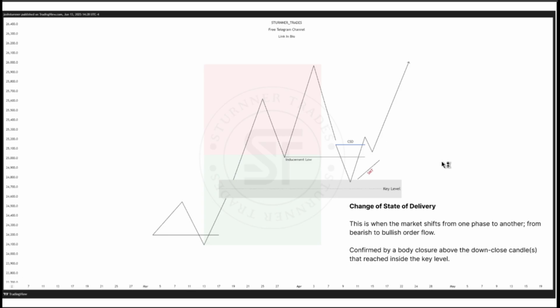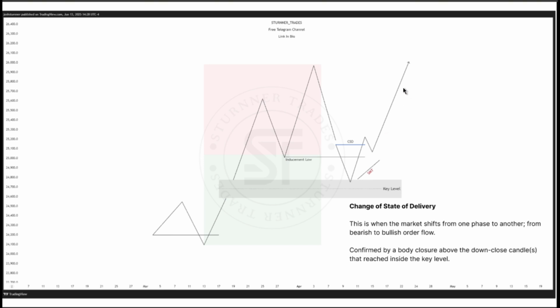This is where the market shifts gears, what we call the change in state of delivery, or CISD. It's confirmed by a clean body close above the candle or series of candles that ran inside the key level, along with a strong displacement in and out of that level. That's our confirmation that smart money has taken control, and we now look for entries in the new direction. In this case, it's bullish.